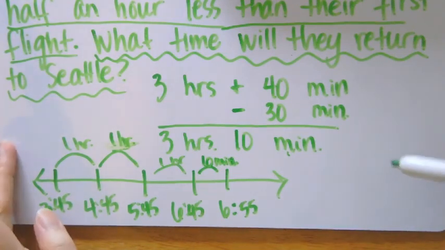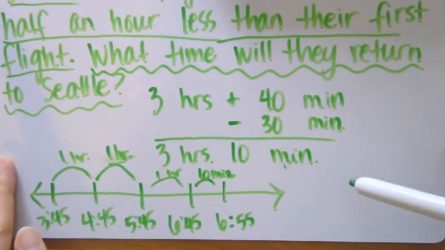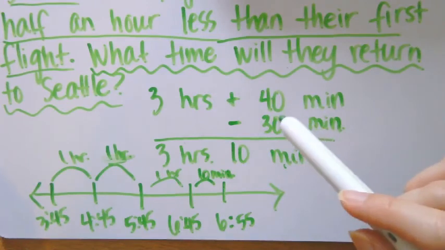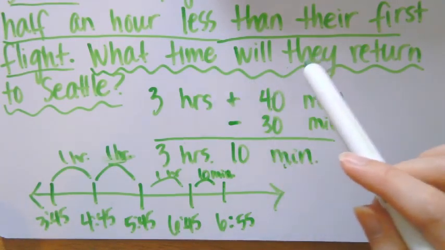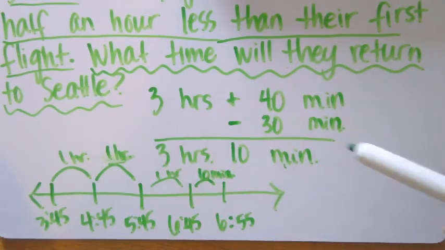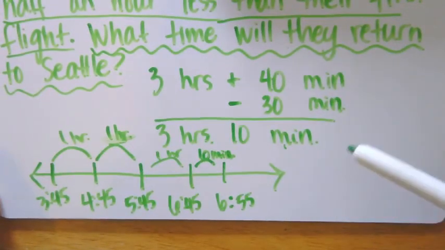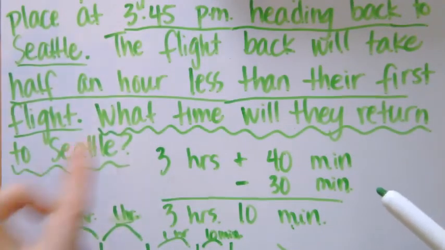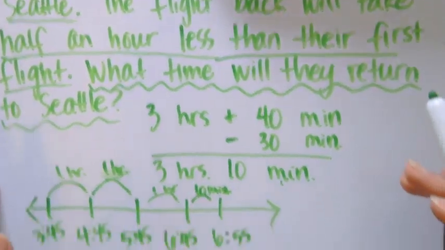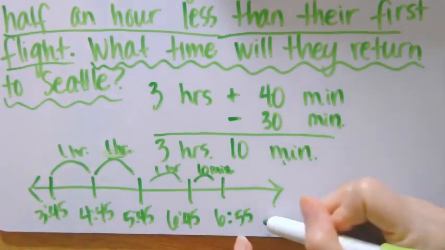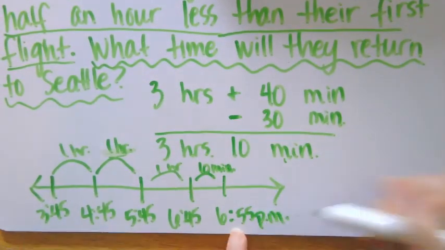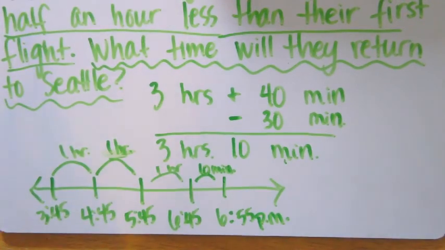Due to space, I don't have a lot of space to write that in, but one example of how you'd answer that in a complete sentence is they would return to Seattle at 6:55. Okay, remembering AM and PM though. And it hasn't crossed over past that 12 o'clock time, so it would be continuing to be PM.